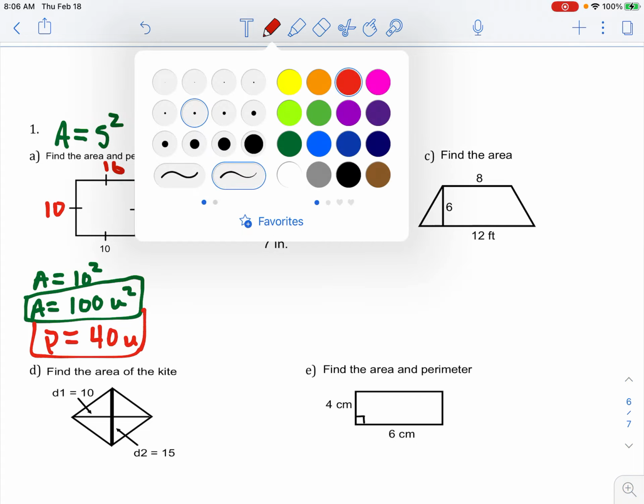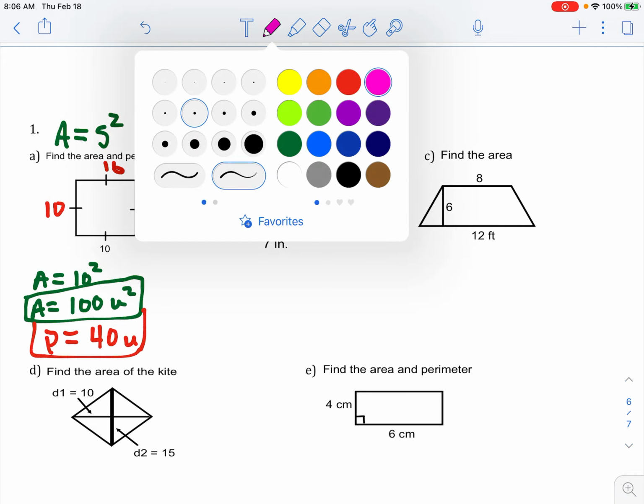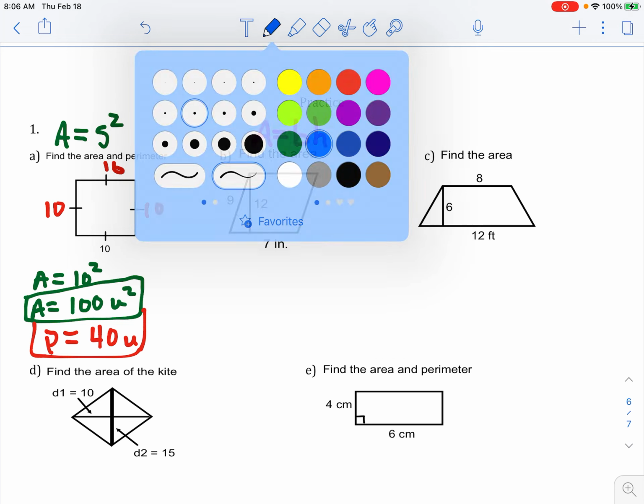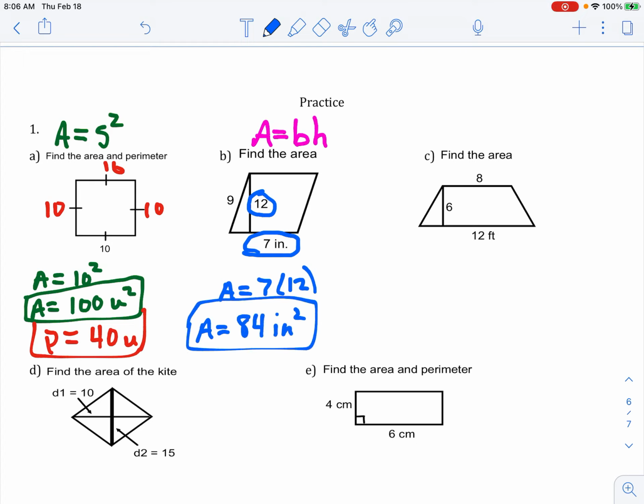All right, letter B, let's find the area. All right, that's a picture of a parallelogram. Area of a parallelogram on our formula says B times H. So let's go ahead and identify B and H in this problem. The base is the non-diagonal. The height is the vertical part dropped down. Area then would be base times height. And 7 times 12 tells us the area is 84 inches squared.